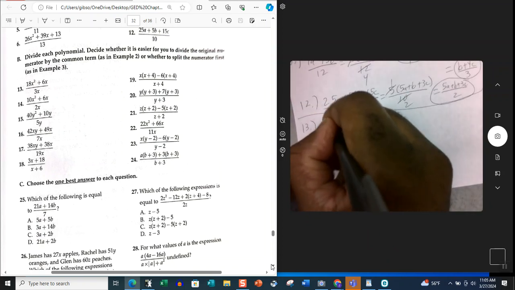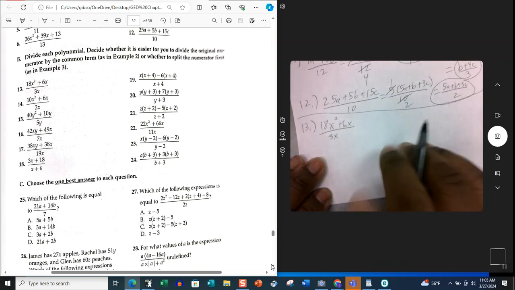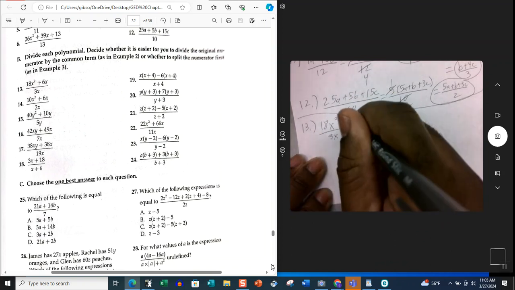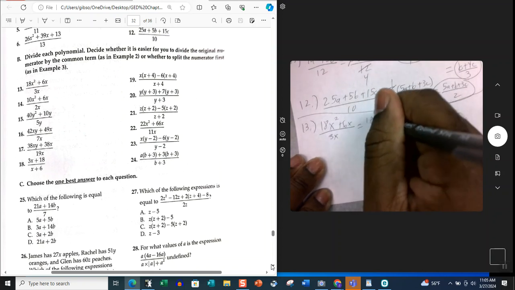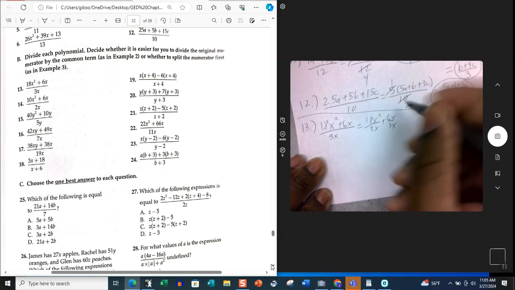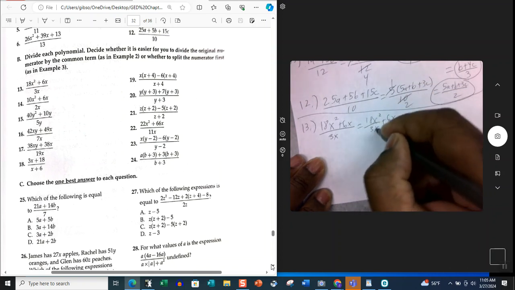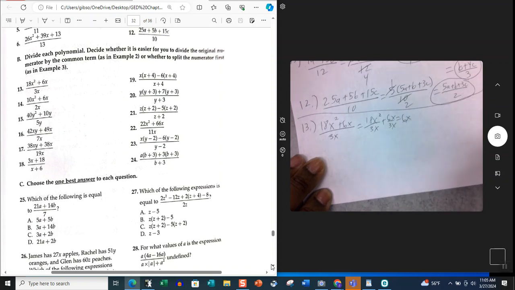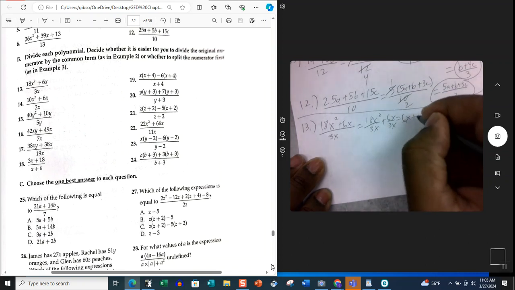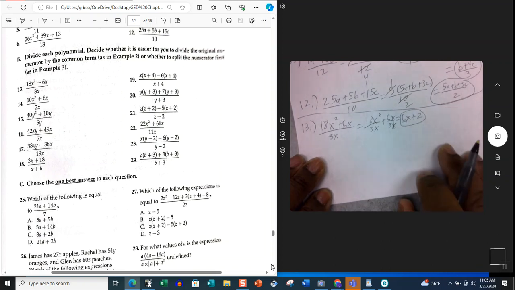13, we have 18x squared plus 6x all over 3x. To me, I think this would be easier split. So we have 18x squared over 3x plus 6x over 3x. 18 divided by 3 is 6. X squared divided by x is x. Plus 6 divided by 3 is 2, and these x's will simplify out. So that took care of 13.